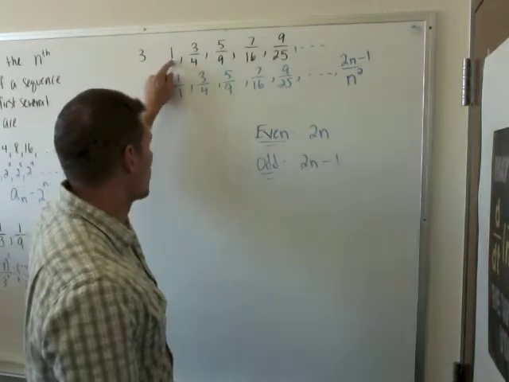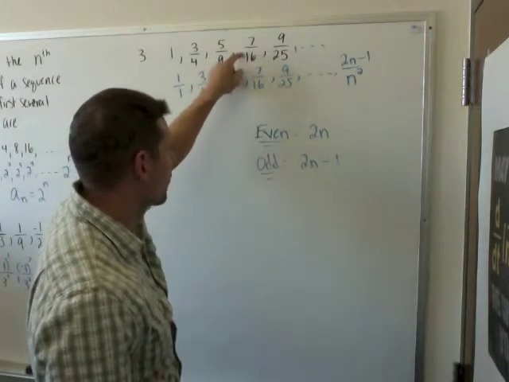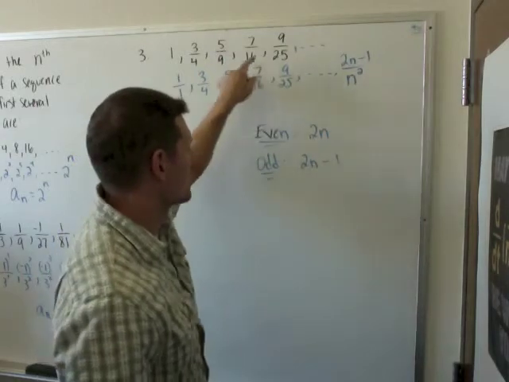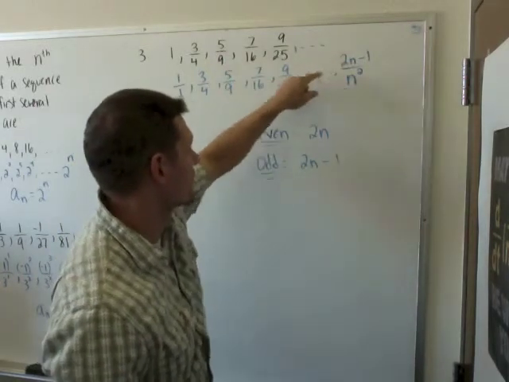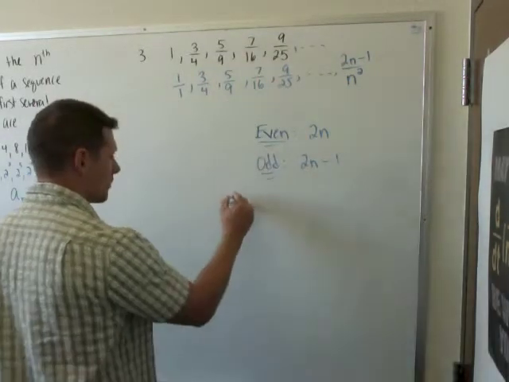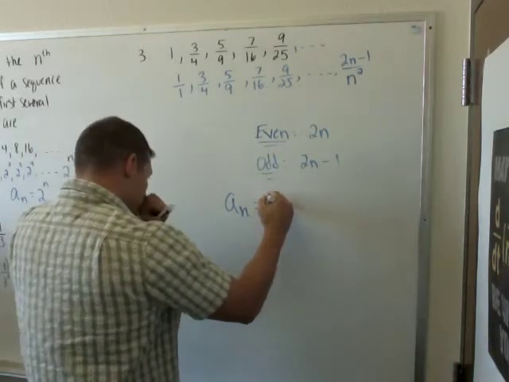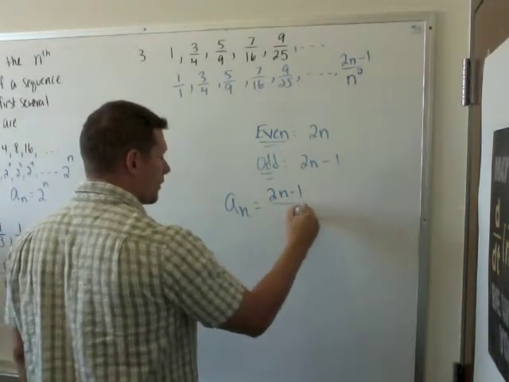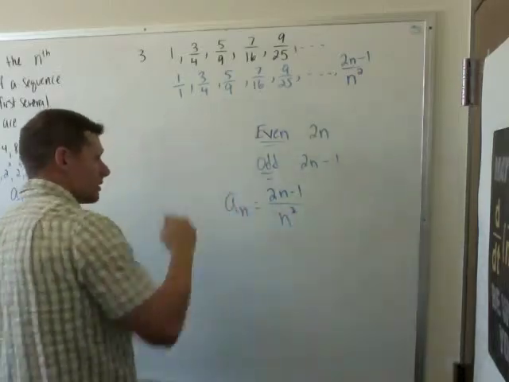So my fourth term, 1, 2, 3, 4, if I put in 4 here, I should get this. 4 squared, 16. 4 times 2 is 8, minus 1 is 7. So this is the form, excuse me, for the nth term of that sequence.